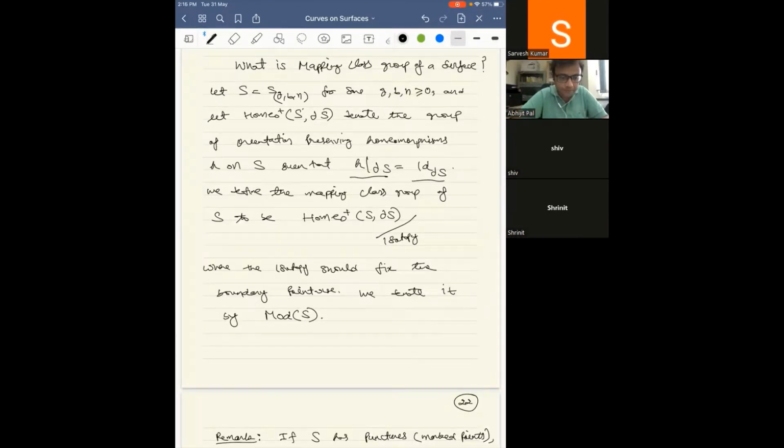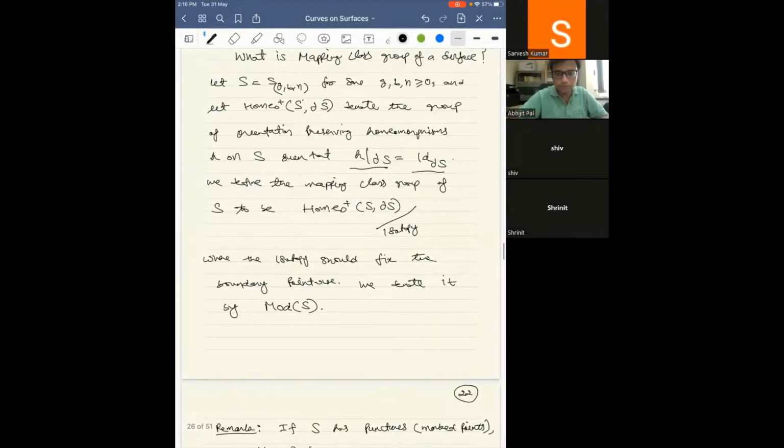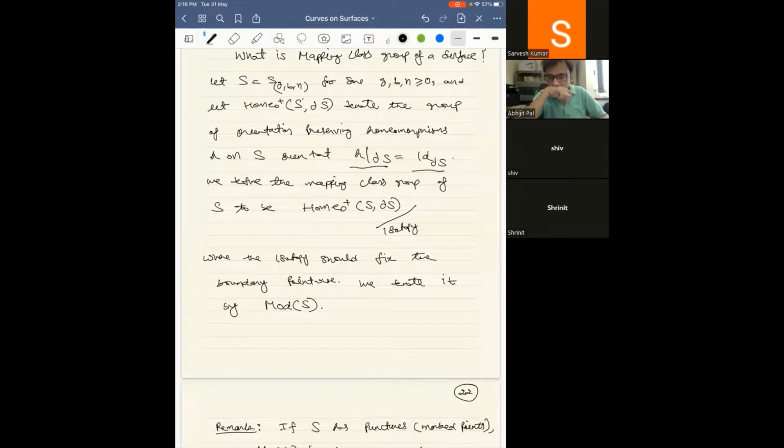Okay. So I will quickly recall what is the mapping class group of a surface. So let us start with S, a surface of genus G, B boundary components, and N punctures. And this Homeo plus of S, boundary S, denotes the group of orientation preserving homeomorphisms which fix the boundary pointwise. So that is important. It just doesn't leave the boundary invariant, but it fixes it pointwise. And then what is a mapping class group? You just quotient this by the equivalence where two elements are equivalent if they are isotopic. And so we fix a notation Mod S for the mapping class group.